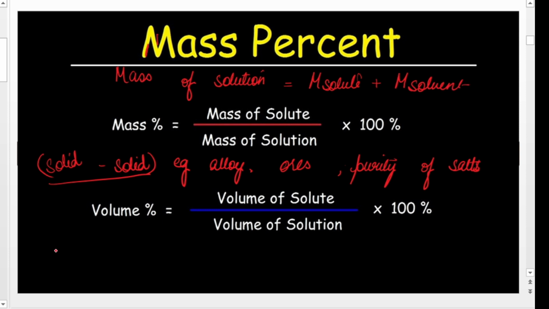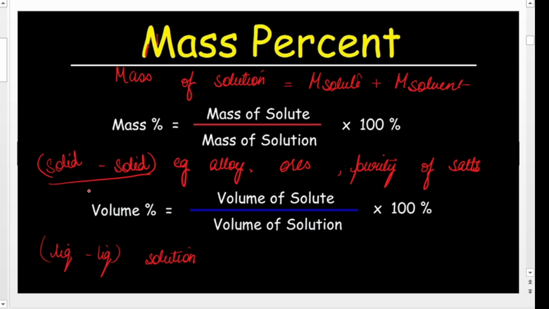Now volume percent is generally used for liquid solutions. Measuring the mass of the liquid is very difficult, because first you will take the mass of the container, put some amount of liquid, then again take the total mass, and subtract the mass of the container. So overall it is a very tedious process. But measuring the volume of the liquid is very easy. You can have a measuring cylinder, and you can just measure the volume of the liquid.